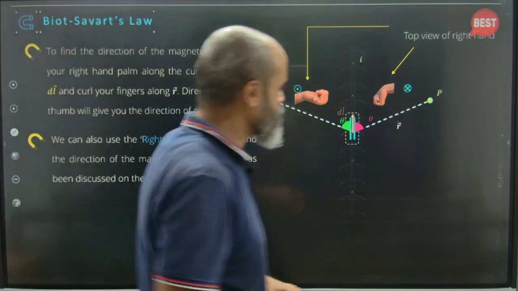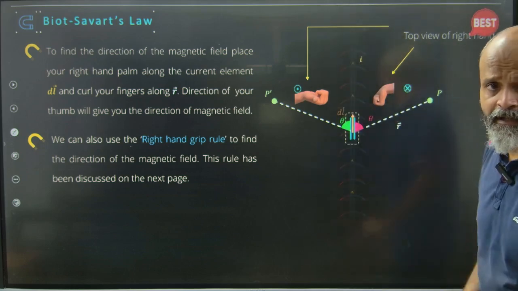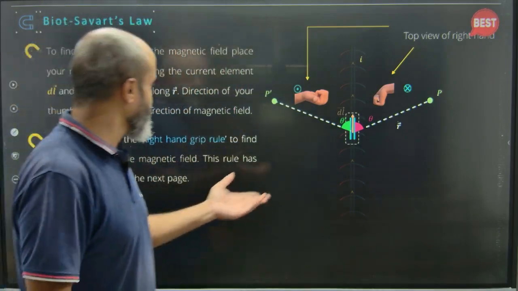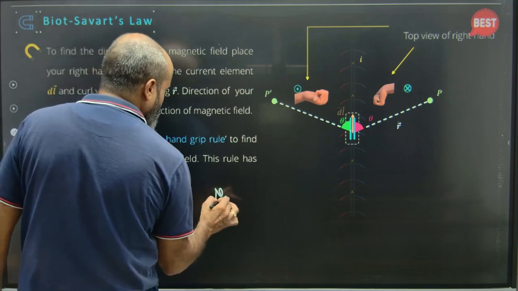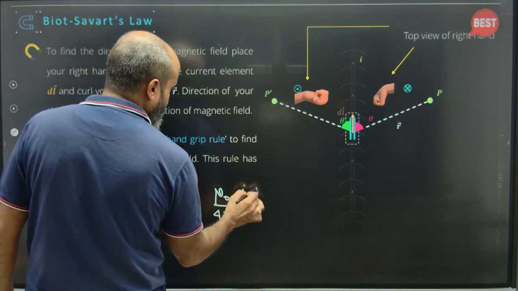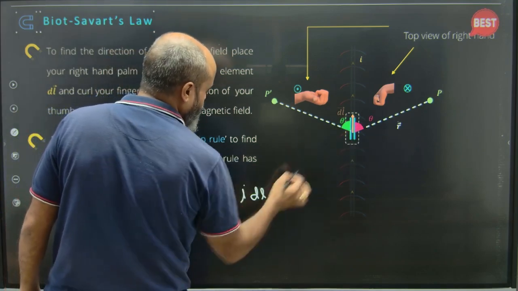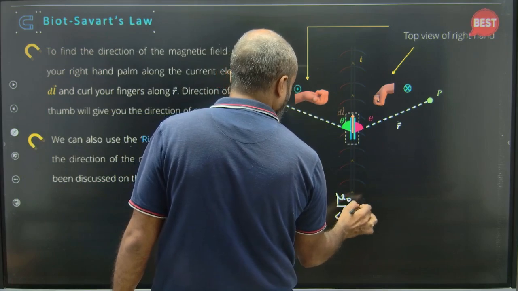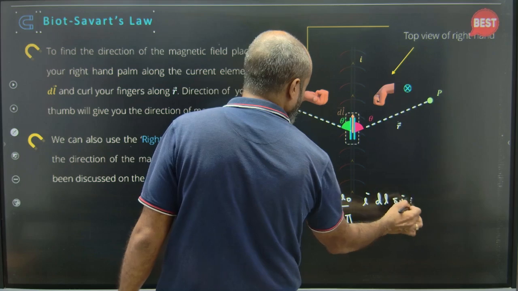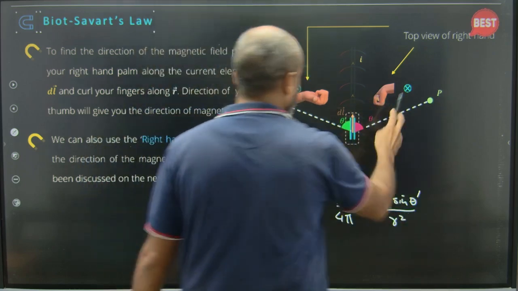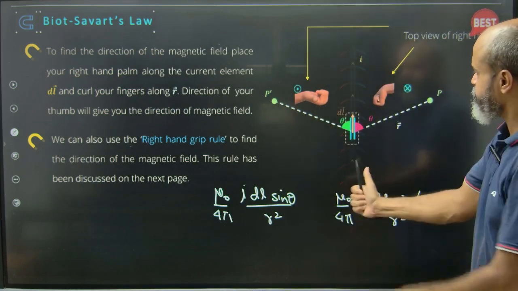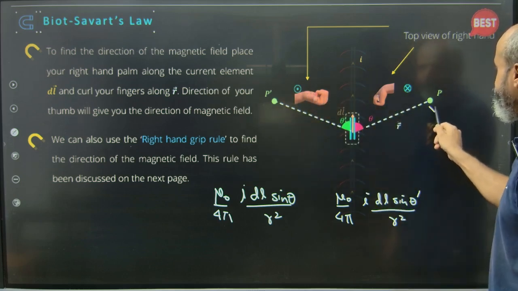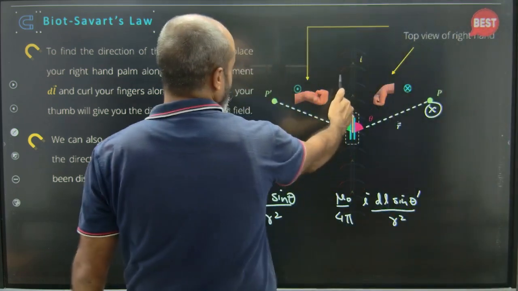Okay. Now let's talk about a situation wherein we have a current carrying conductor and we have 2 points on the opposite ends. What would be the magnetic field? Very simply, the magnetic field would be the same, that is mu naught by 4 pi I dl sine theta upon r square. For this one it will be mu naught by 4 pi I dl sine theta dash by r square. But in this case, understand, the current is going like this. Encircling of fingers represents the magnetic field. So the magnetic field is going inside the paper. In this situation, the current is going like this.